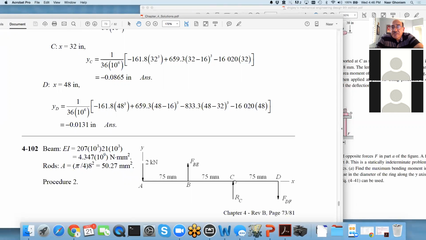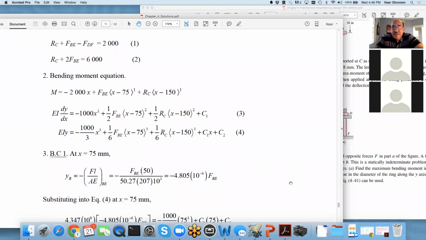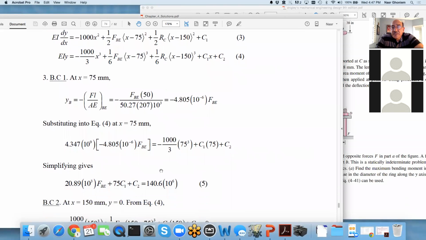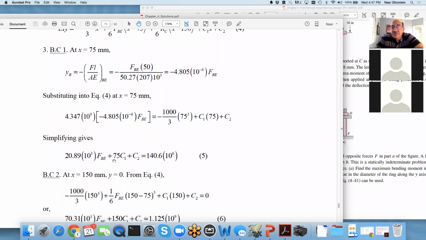At C, the deflection is 0. And at D, the deflection is related again to the force. So it's a little bit indirect at B and D because we have the force relationship. At C, deflection is 0. If we write these conditions here, at B, the deflection is minus FL over AE. This is F over K, where K is AE over L. So this is a known thing, and therefore the deflection is related to the force. And I substitute that into equation 4, which gives me a specific form that is in equation 5, as you can see here.